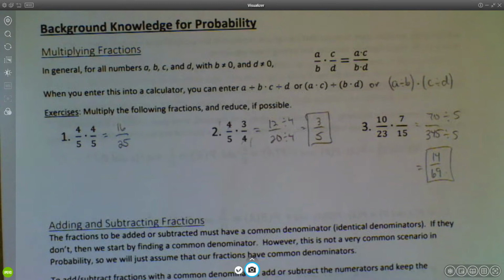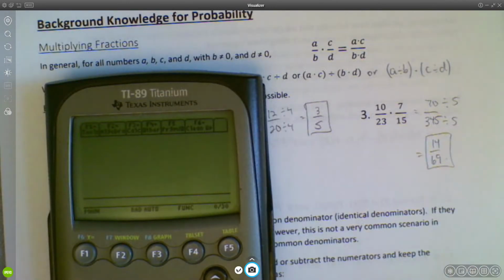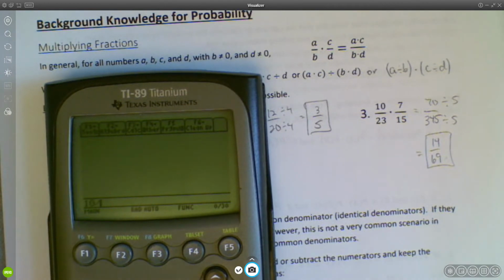But again, you could check this in your calculator. Since I had to use my calculator to do 23 times 15 anyway, I might as well have just done the whole thing in my calculator, right?